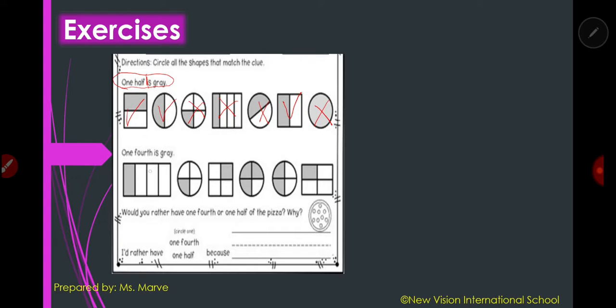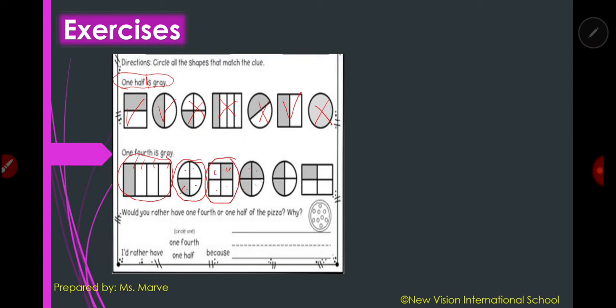Okay? So here we can count 1, 2, 3, 4. Oh, there are 4 parts and there is only one shaded part. So this is correct. Circle it. How about here? 1, 2, 3, 4. Okay, it's also divided into 4 and only one part is colored or shaded. This is also correct. Another one. 1, 2, 3, 4. Okay, and the only one part is shaded. Very good. It's correct.